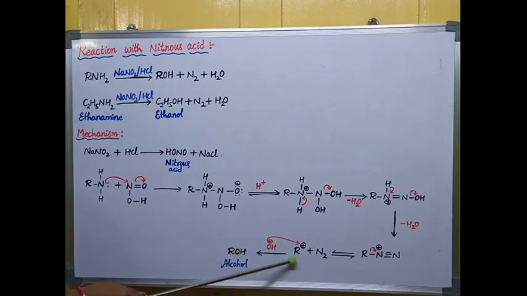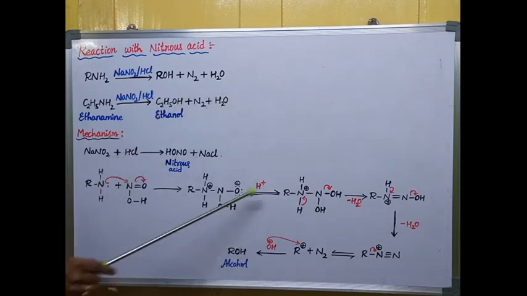And we'll get R plus. R plus here is a carbocation, so this is C2H5 plus we can say. In place of R, we can substitute any alkyl group. So now we have a carbocation. This carbocation reacts with hydroxide ion, OH minus, and forms alcohol. So finally we get the product, alcohol, along with byproducts N2 and H2O in this reaction. So whenever primary amines react with nitrous acid, they produce alcohol along with N2 gas and H2O byproducts. This is the reaction with primary amines.